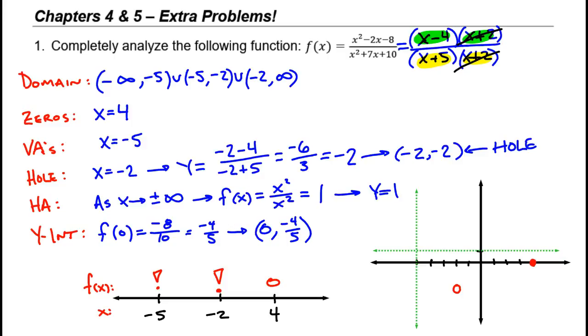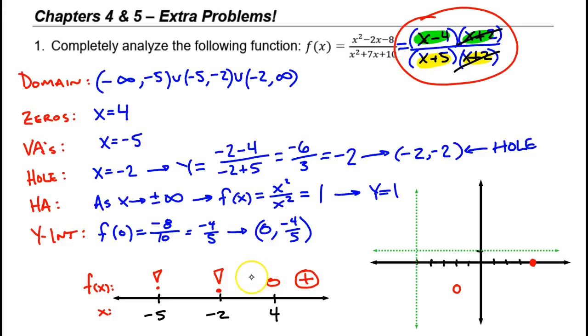What I'm going to start doing now is picking test values and seeing how the signs of these different factors change as we plug in our test value. The first value I'll pick is something greater than 4. Why not 5? All 4 of those factors, the 2 in the numerator and 2 in the denominator, are positive when x equals 5. So I'm going to put a positive mark right here on my sign chart.